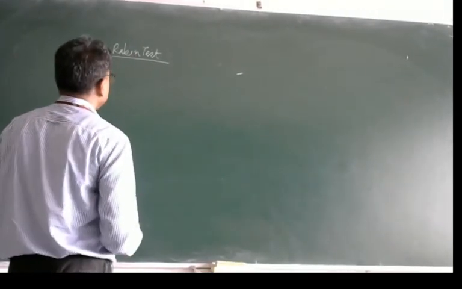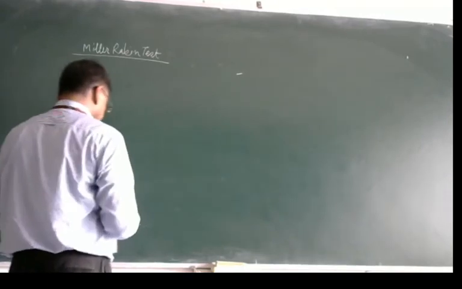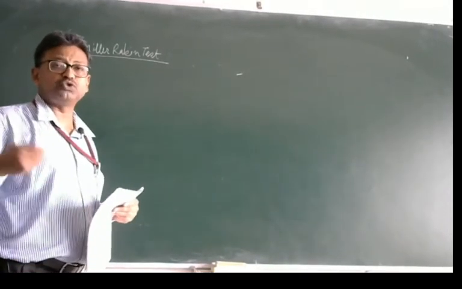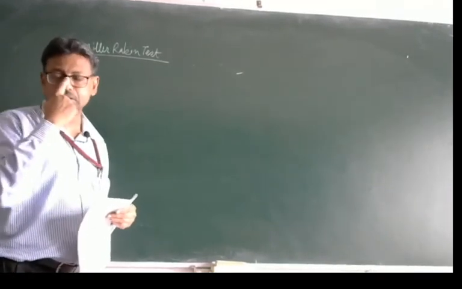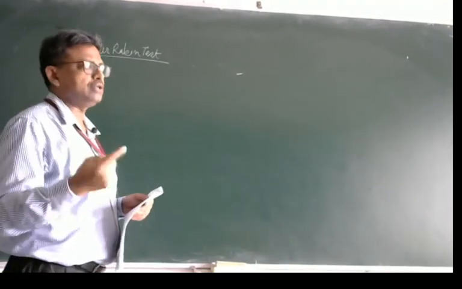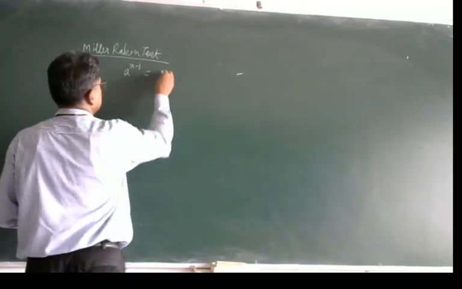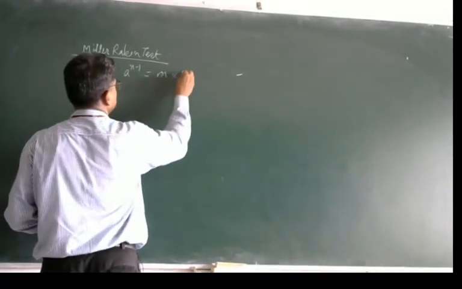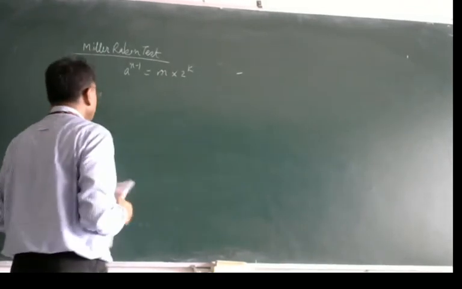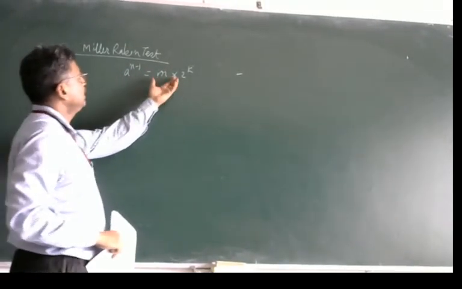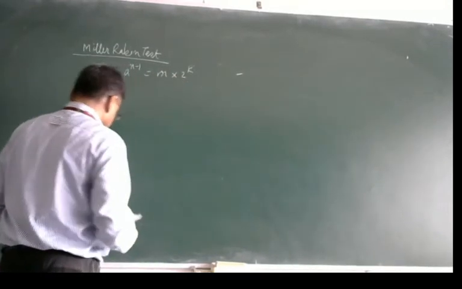Now in this particular test, instead of obtaining the result in the form of a to the power n minus 1 that we use in Fermat's test, we change the value of n minus 1 into some other form. And what is that? n minus 1 is considered as m into 2 to the power k. So instead of calculating a to the power n minus 1, we calculate a to the power m into 2 to the power k.